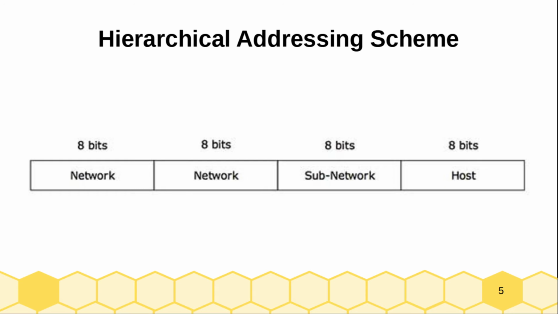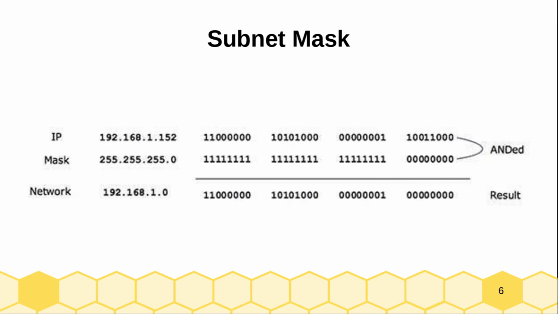A single IP address can contain information about the network and its subnetwork and ultimately the host. This scheme enables the IP address to be hierarchical, where a network can have many subnetworks, which in turn can have many hosts. Okay, and subnet mask.